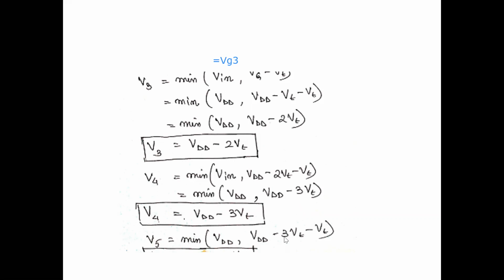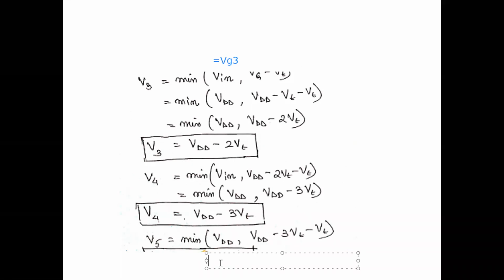Again, this is given to the gate of the fifth one. So finally, what will be the output here? The final output will be the minimum of VDD, comma VDD, comma VDD minus 4Vt. So what is the answer now? What is the minimum of this? It is VDD minus 4Vt. This is the answer which you have to write.